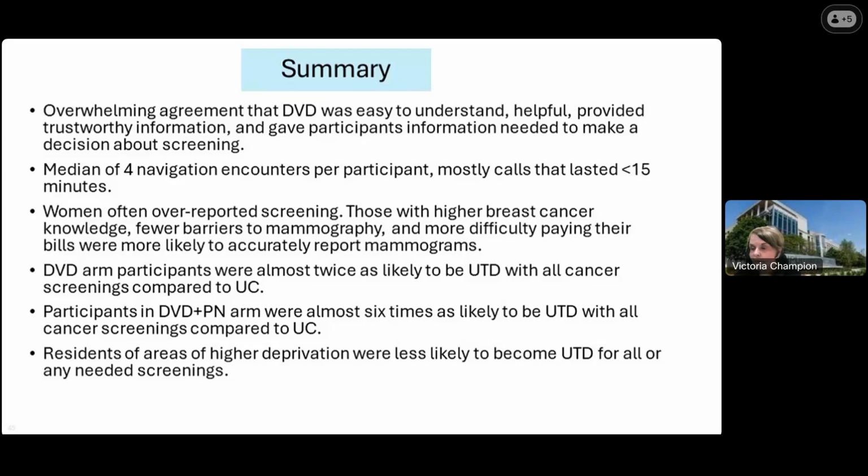Women often over-reported screening, and that's why we went to medical records, both to assess whether they were eligible to enter the study, and eligibility again was they had to be non-adherent to at least one of those 3 tests. It could have been any combination, but at least one. The DVD arm participants were almost twice as likely to be up to date with all cancer screenings compared to usual care, but the DVD plus navigation participants were almost 6 times more likely to be up to date with all cancer screenings compared to usual care. And residents in areas of high deprivation were less likely to become up to date for all needed screenings, which is something we all know is a problem. So I will stop there so we can go to questions.